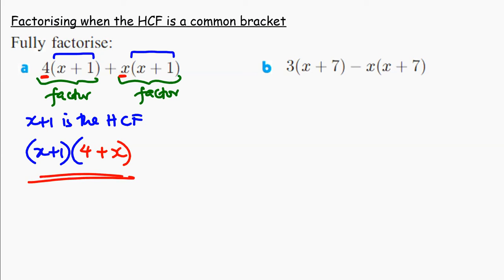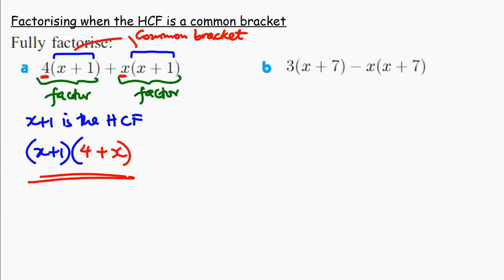And that's our answer. So basically, to factorize, when you have a common bracket, remember this is what we call the common bracket. Just take out the common bracket, x plus 1, and then whatever remains, you write it in another bracket, and you have your answer.